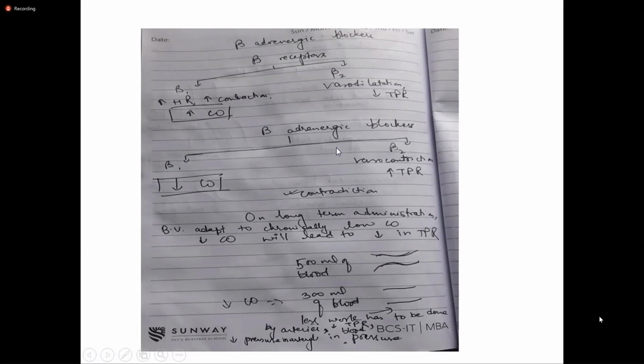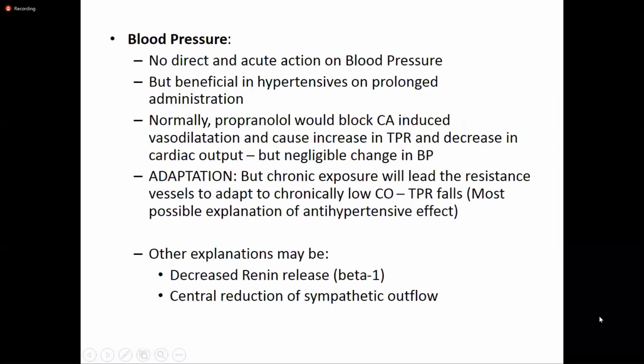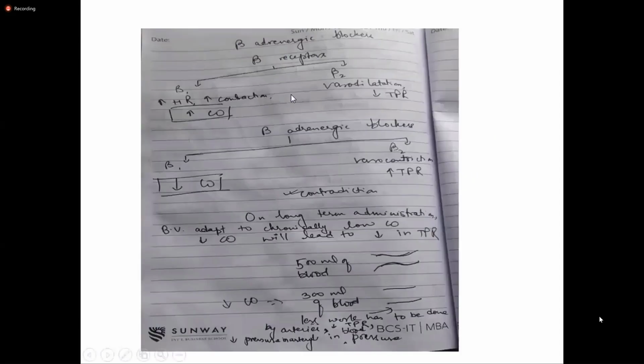So the use of propranolol is in the treatment of hypertension, and this is the most commonly used therapeutic indication for propranolol. But there are two main beta receptors, beta 1 and beta 2. Beta 1 normally increases the heart rate, increases the cardiac contraction, and increases the cardiac output. When beta 2 receptors are stimulated, normally vasodilation occurs, decrease in total peripheral resistance, and decrease in blood pressure.